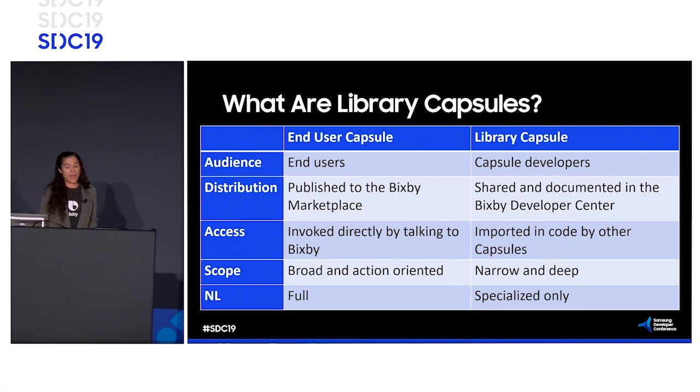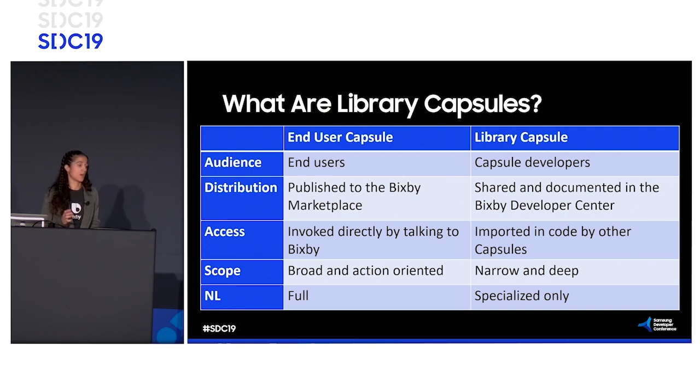So what are they and how are they different from end user capsules? An end user capsule obviously is targeted at the consumer, the end user, who talks to it and invokes it by talking directly to Bixby. Even from a resting state, they can wake up Bixby and talk to that capsule directly. Those capsules are published to the Bixby marketplace, and in terms of scope, they are broader than the library capsule, and they're all about getting something done. They're action-oriented, and they have all the natural language training that allows to carry the user from start to finish in accomplishing their goal.